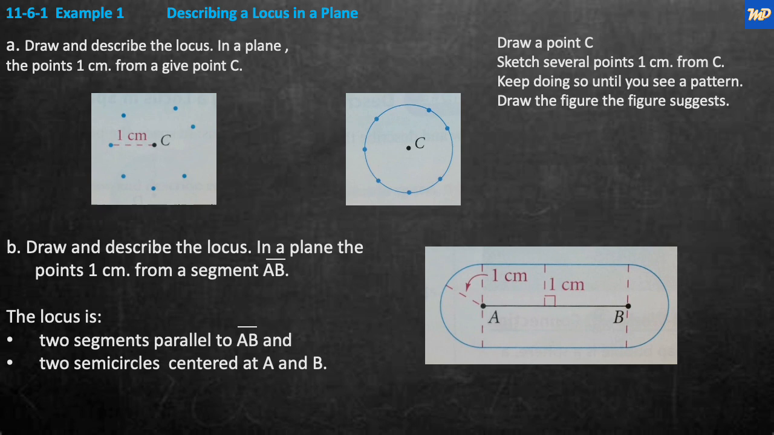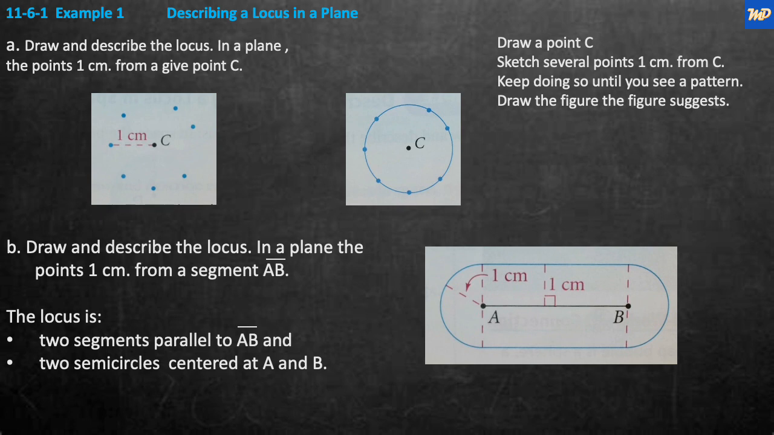Okay, in example one, we're going to be looking at a locus in a plane. For problem A, draw and describe the locus in a plane, the points 1 centimeter from a given point C. So what they're saying is, here's your given point. We've drawn it right here in this little picture.